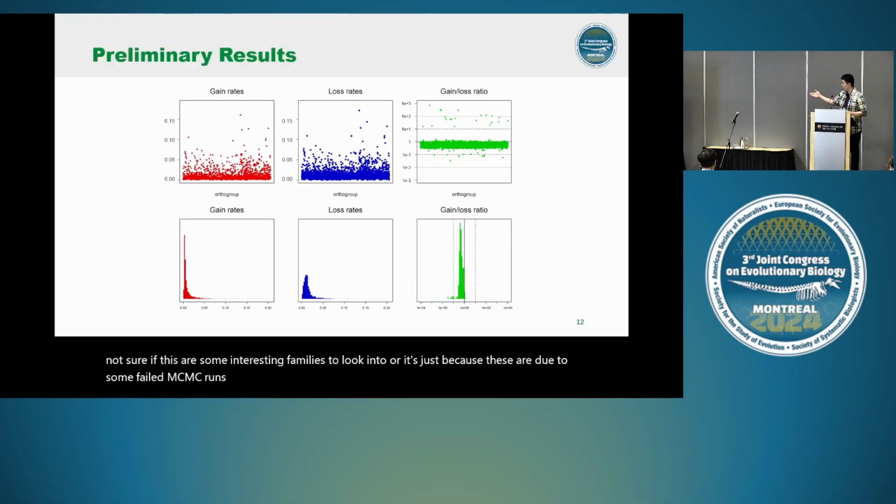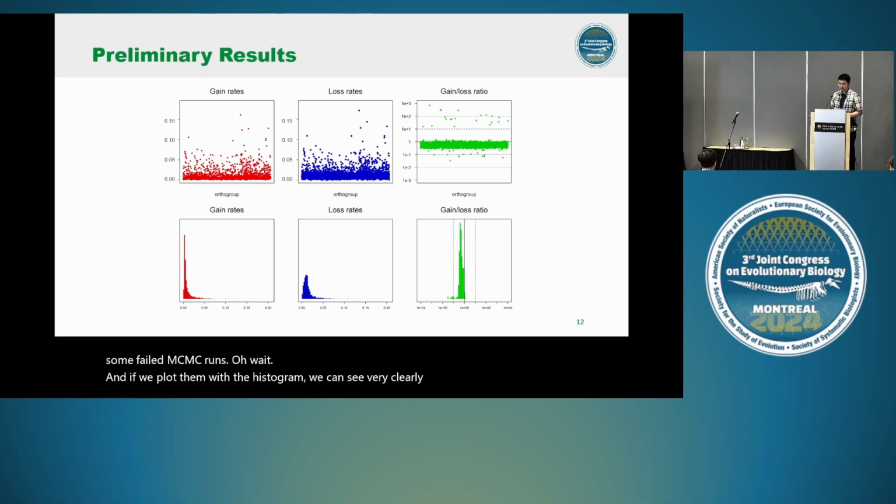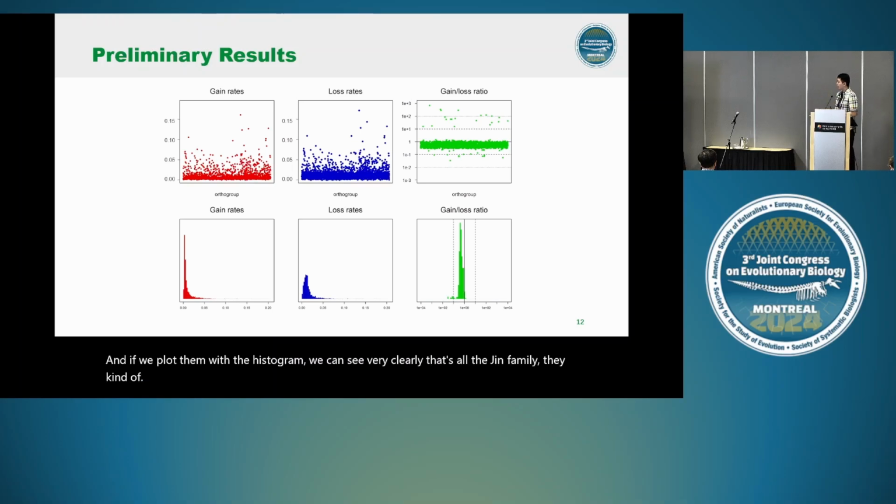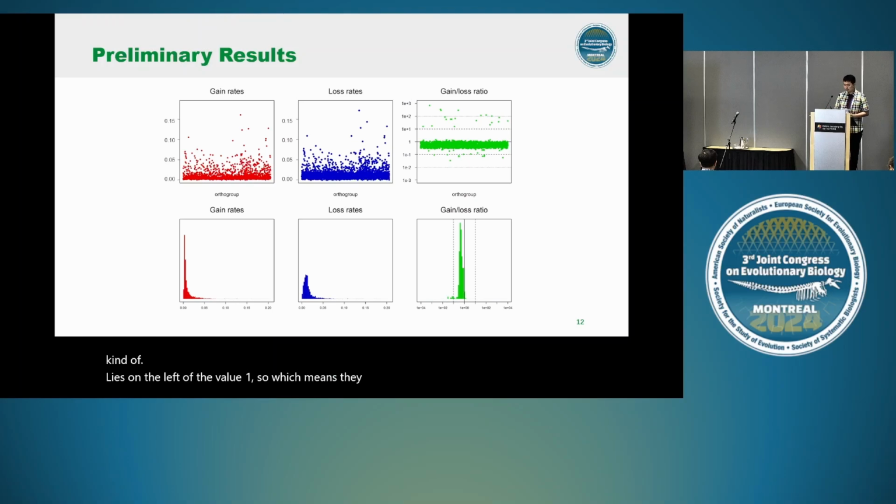And if we plot them with a histogram, we can see very clearly that all the gene families lie on the left of the value 1, which means they have a larger loss value.